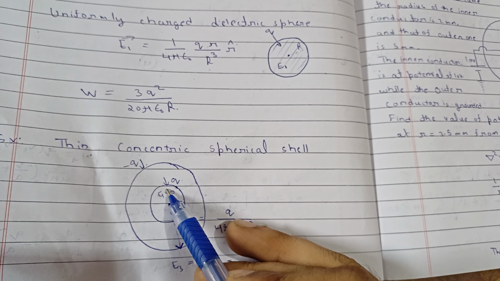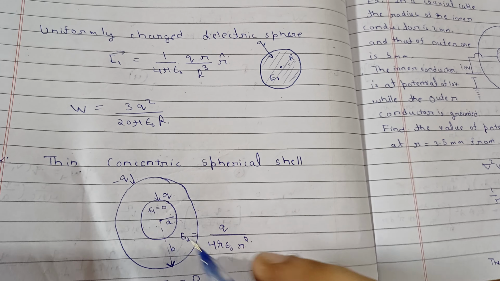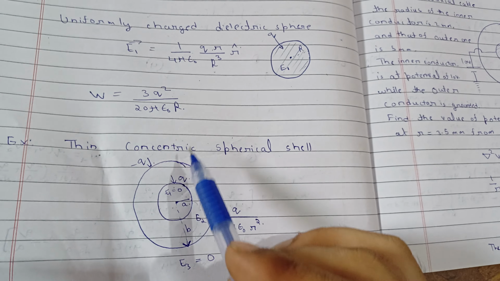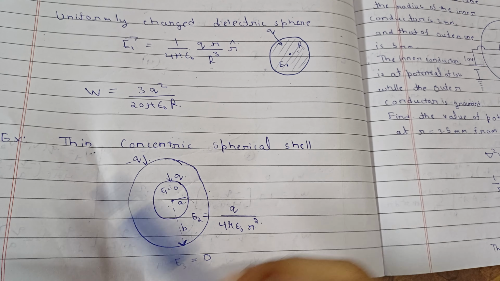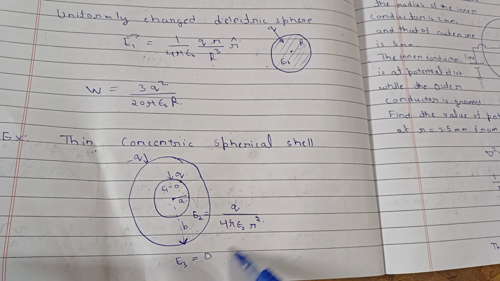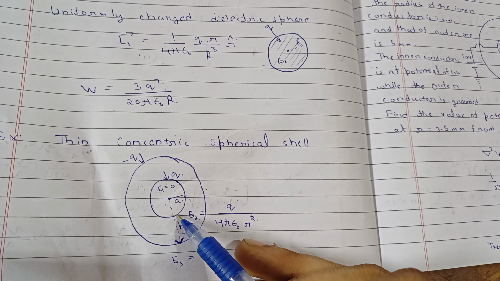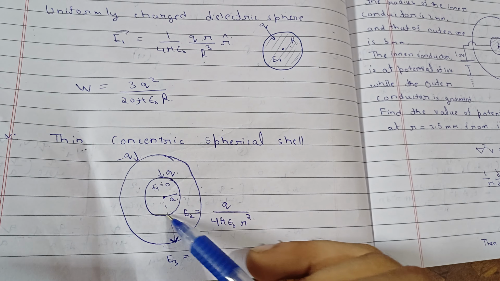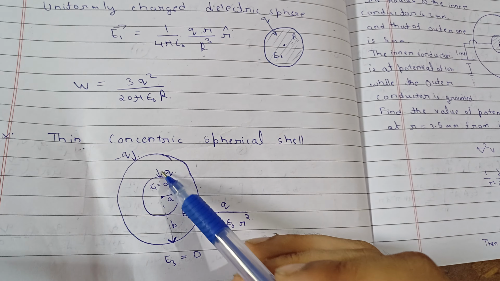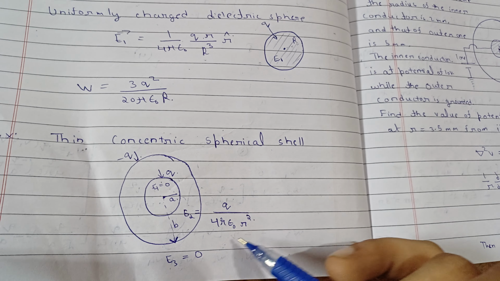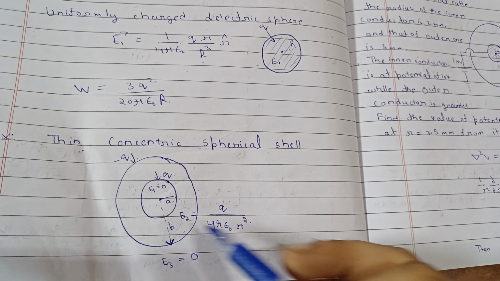So from 0 to a, the electric field is 0, so the E1 term will be 0, and for b to infinity, E3 will be 0, because if you use Gauss law, then inside this complete sphere the total charge will be 0, that's why E3 is 0. Now the electric field will be present only in this space, and this will be only due to this charge. Using Gauss law, we can see that in this sphere only this charge q will be inside, so q by 4 pi epsilon naught r square will be your E2.